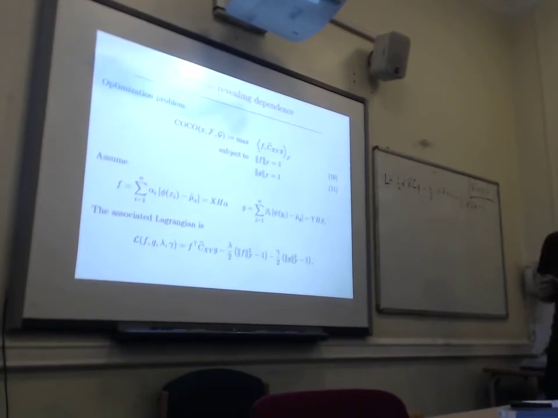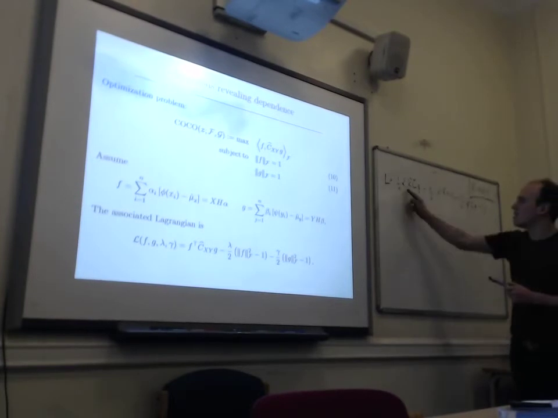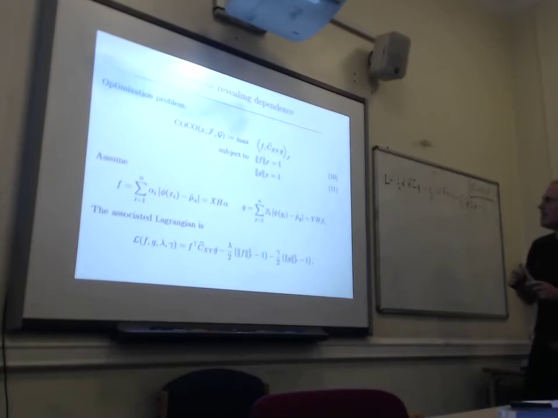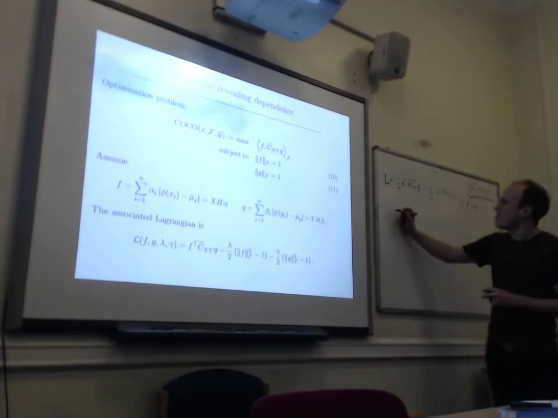Now I need to take the derivative with respect to the primal parameters, which in this case are alpha and beta. Okay? So let's take the derivatives.